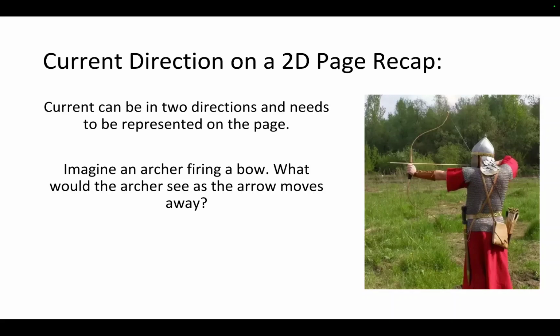I asked you to imagine that you're an archer firing a bow. If you fire an arrow away from you, you'd see the quill of the arrow, so that means it's going away from you. If an arrow's coming towards you, you'd see the point of the arrow, so a circle. That's the way of remembering it. A circle means current out of the page. The cross means current into the page.